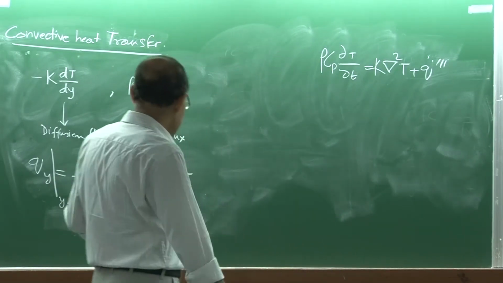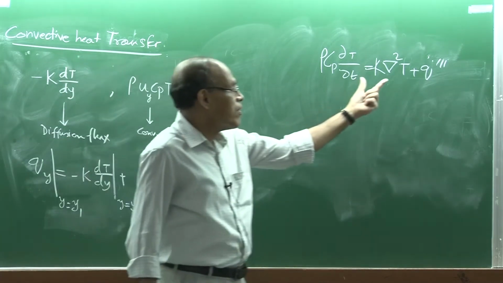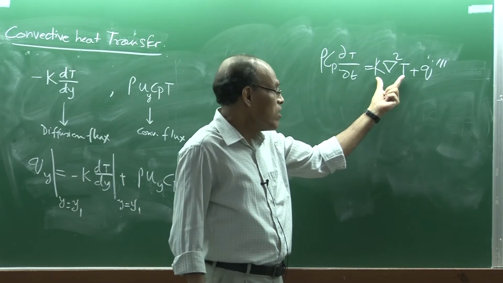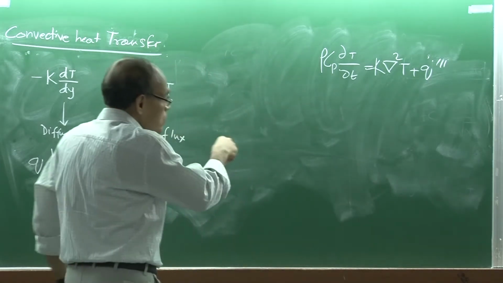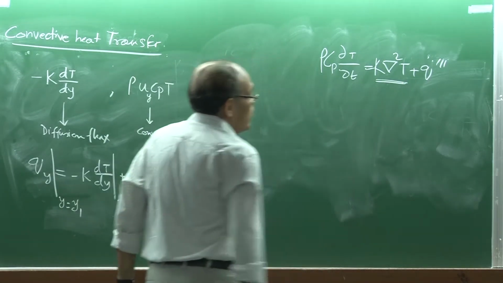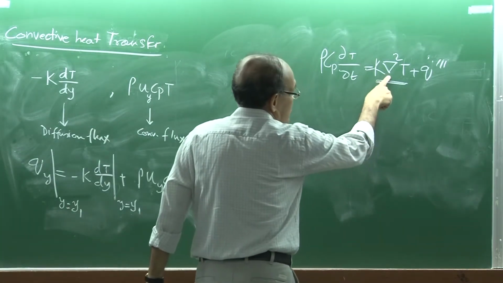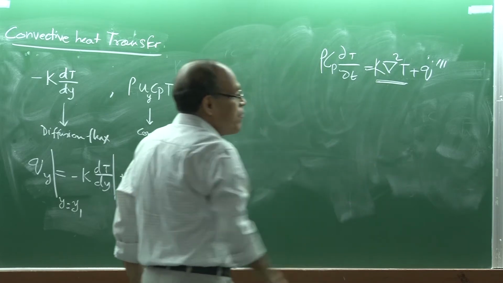Now, logic will tell you that I have three different second order terms with regard to the divergent term here. So, I have an x direction derivative, y direction derivative and z direction derivative.